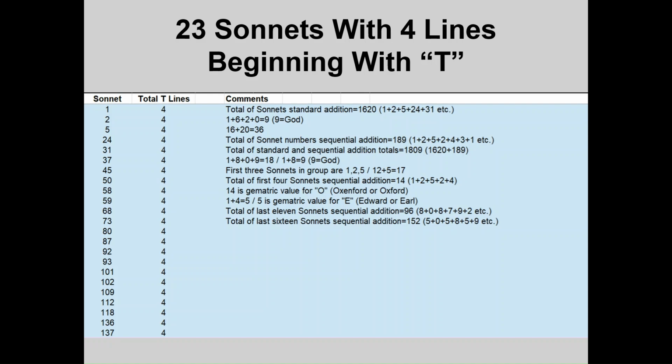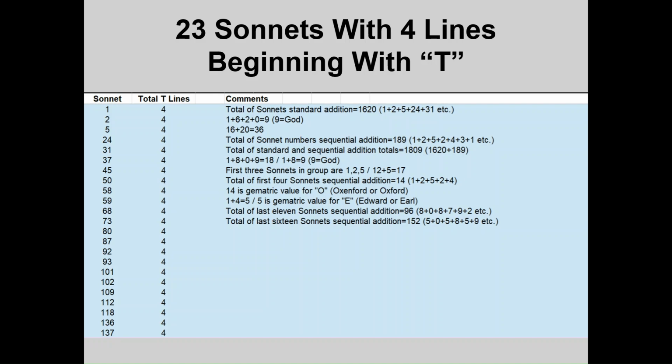There are 23 sonnets, each containing 4 lines beginning with the letter T. Note that 2 plus 3 plus 4 equals 9, and that the standard and sequential totals also result in 9, representing God. Also, the first 3 sonnets in this group are 1, 2, and 5. We reviewed the significance of 1, 2, 5 earlier, but this is a particularly noteworthy example.